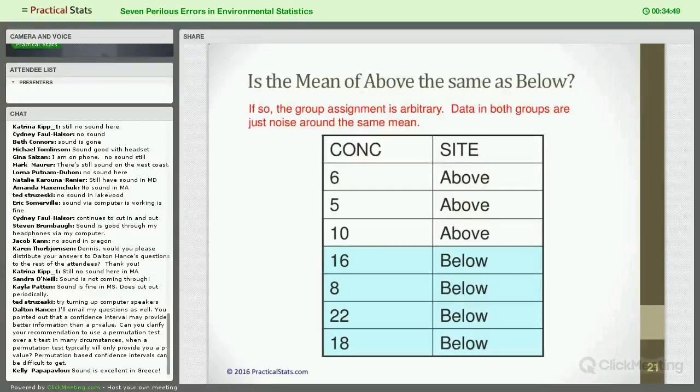So this is an example. Let's think about the null hypothesis. This is just two groups of data. The clear data here are in the above group. The blue data are in the below group. And we'd like to know whether the means of these two groups are the same or not.